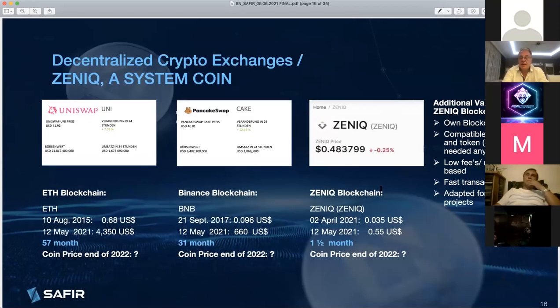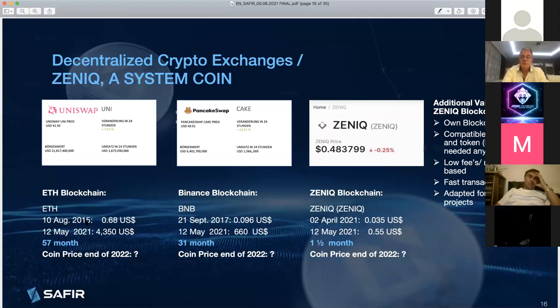So if we compare the concept of ZENIQ and the whole ecosystem and the platform, because the ZENIQ coin is a platform coin equal to Binance. Binance has its own version of a decentralized exchange called PancakeSwap. And then we have Uniswap, which is built on the Ethereum concept.